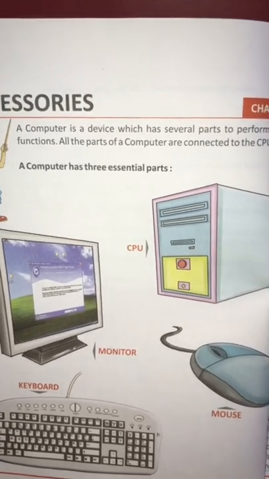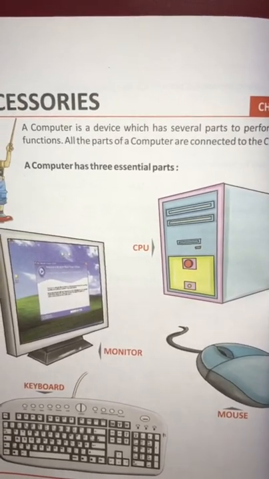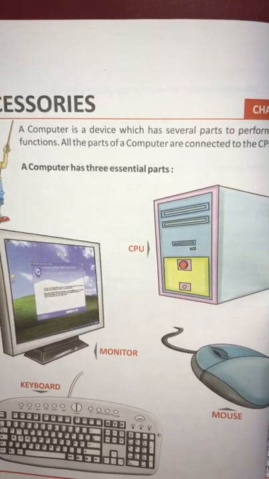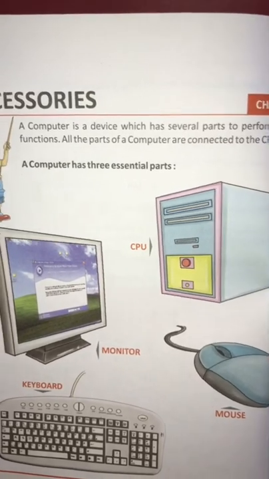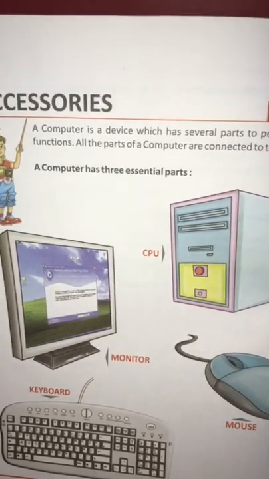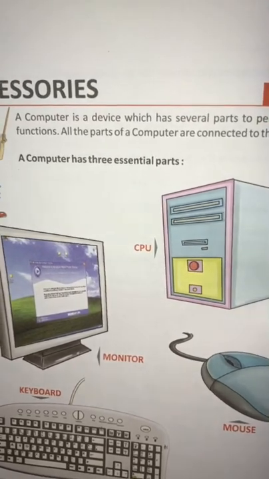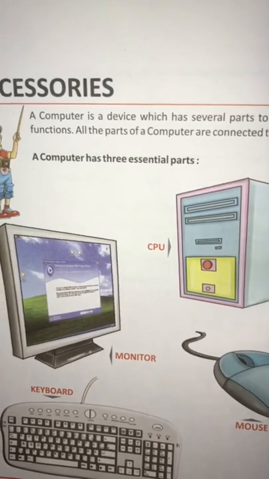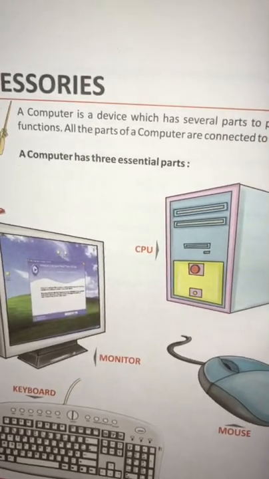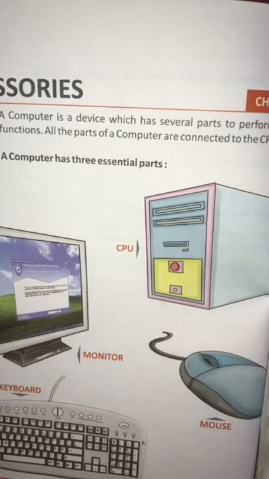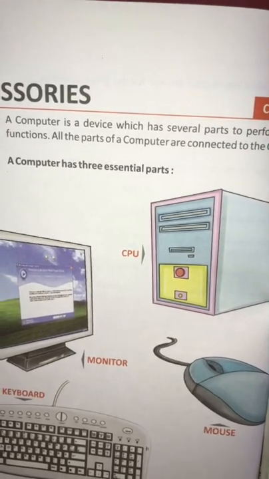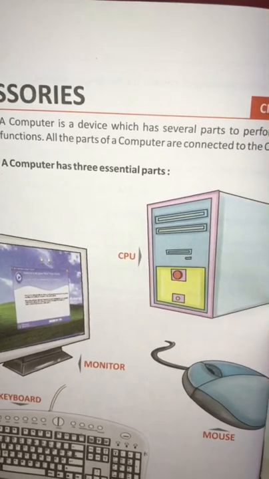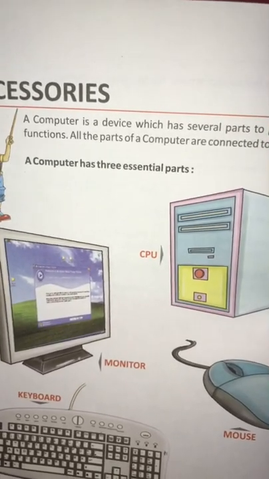So, we have three essential parts: monitor, keyboard, mouse, and the CPU. The monitor, keyboard, and mouse are required to be connected with the CPU. All these external devices are called the accessories of a computer system. Any device which is added to the computer that provides an additional capability or feature is called an accessory.